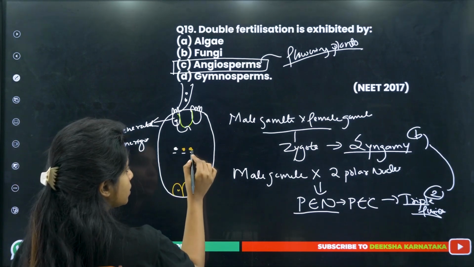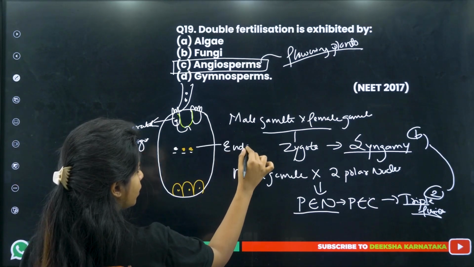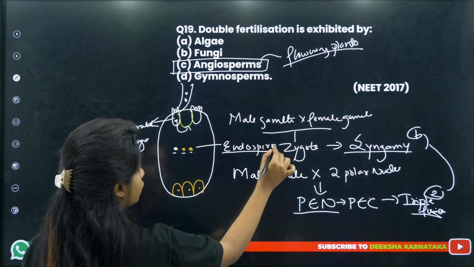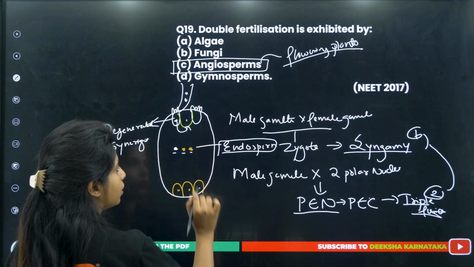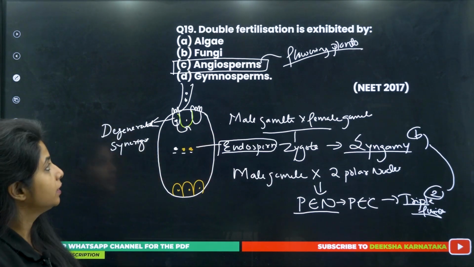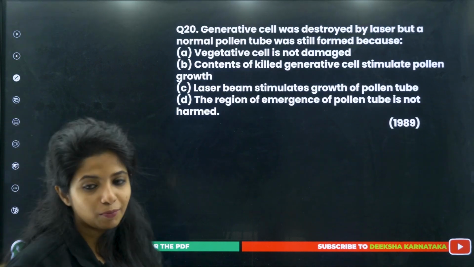What will happen to this particular cell? It will form the endosperm. What is endosperm, children? Endosperm is the one that will provide nourishment to the growing zygote. Okay, done. Going ahead, 20th question, 10 more are there.